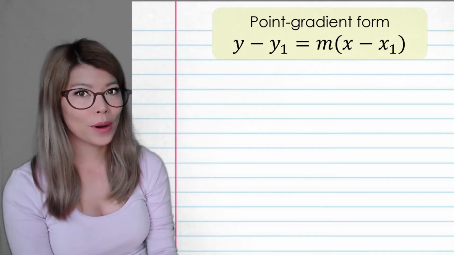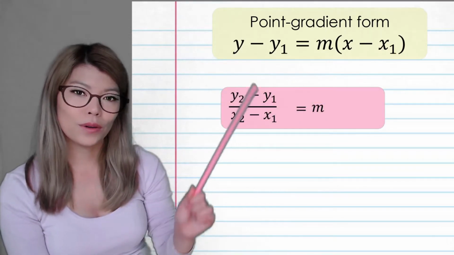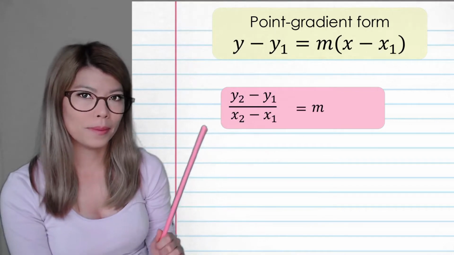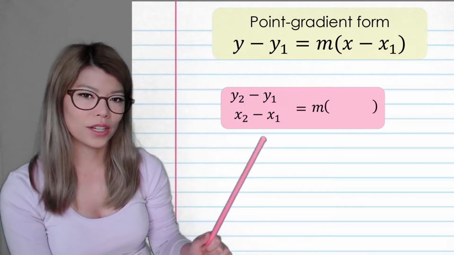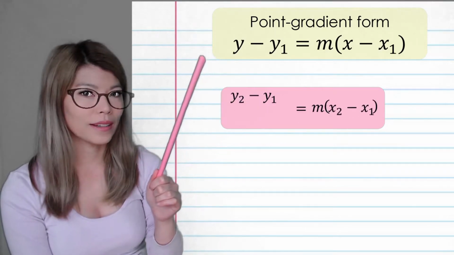Let's have a look at the point gradient form. Now recall that we've seen the gradient a lot of times, and if we rearrange it, we get the point gradient form.